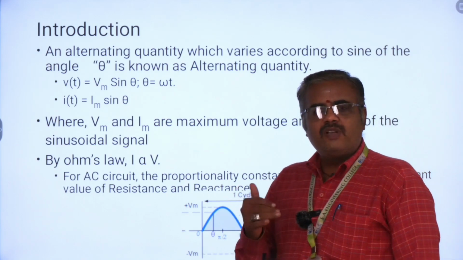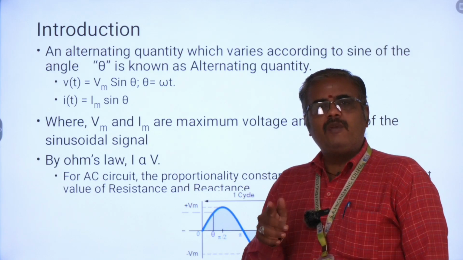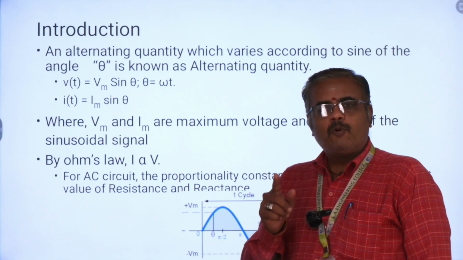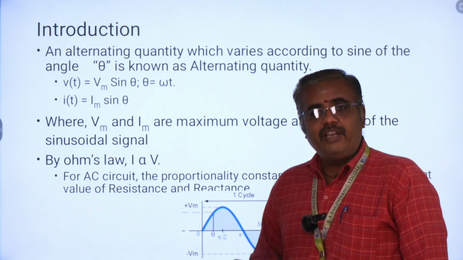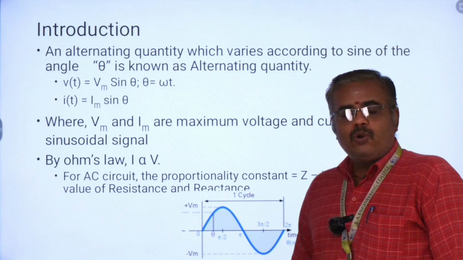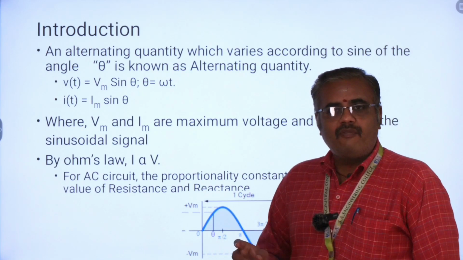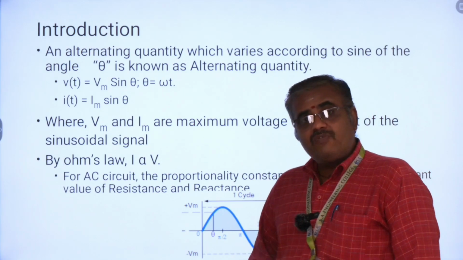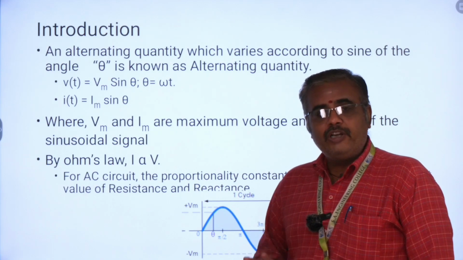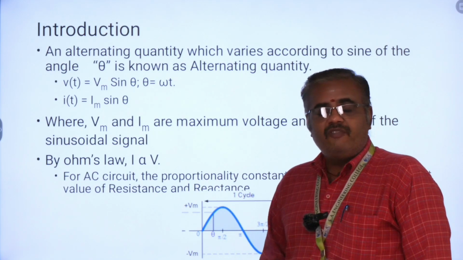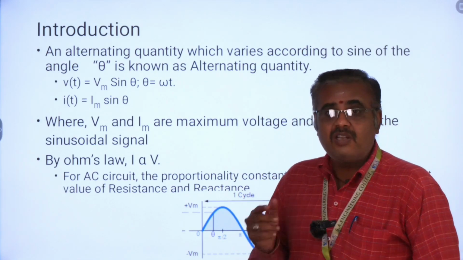Now we know that by Ohm's law, at constant temperature, the current flowing through the conductor is directly proportional to the voltage applied. So here the proportionality constant is the resistance, and we can state that V is equal to I into R. This R is the resistance value which is offered by the conductor for the flow of current. If the temperature varies, the resistance will also vary. Therefore Ohm's law is only true for constant temperature. This is for a DC circuit, since we are dealing with resistance alone.